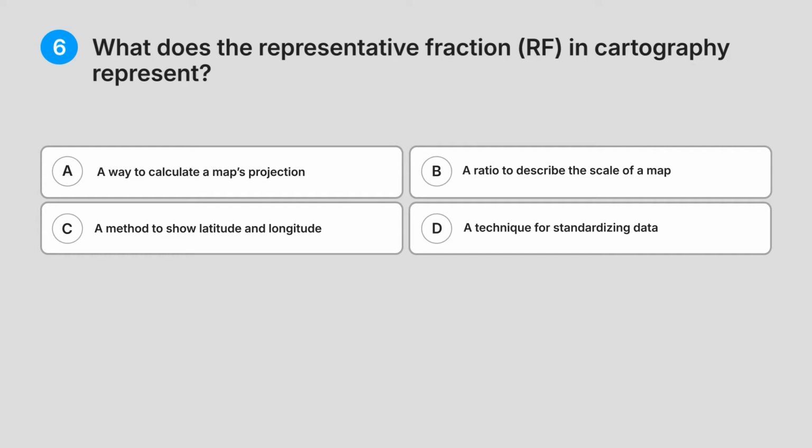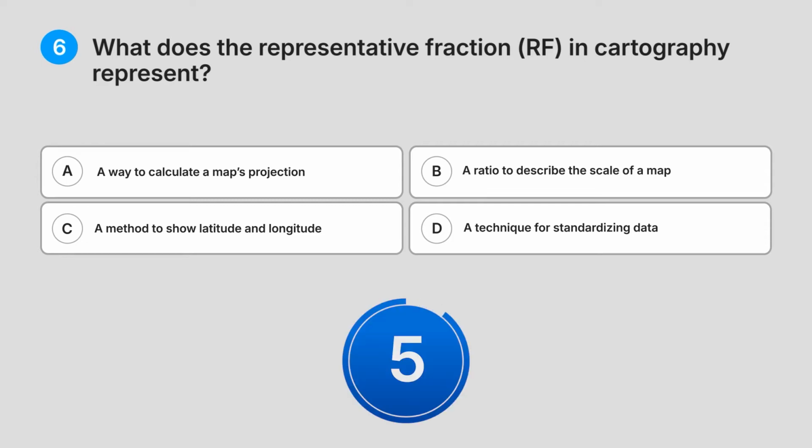6. What does the representative fraction, RF, in cartography represent? A. A way to calculate a map's projection. B. A ratio to describe the scale of a map. C. A method to show latitude and longitude. D. A technique for standardizing data. Can you guess the answer?